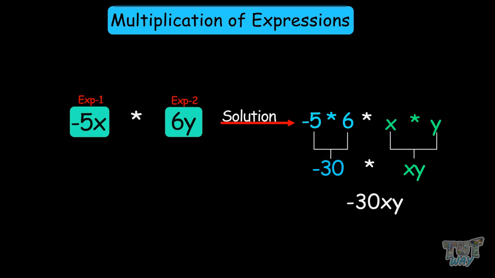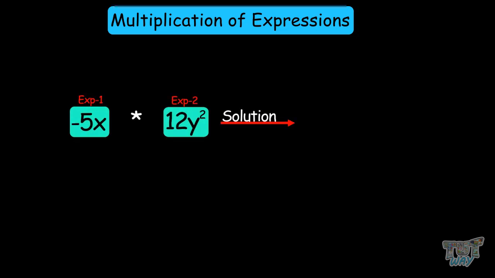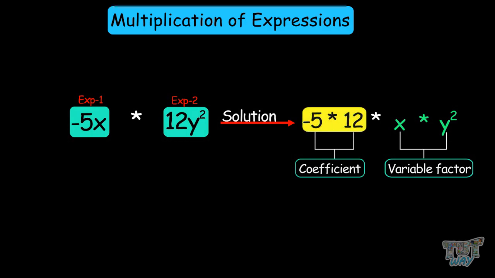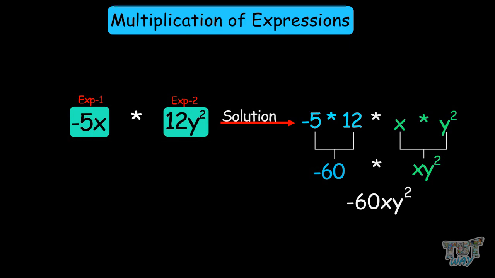Next question. Negative 5x times 12y squared. So we multiply coefficients, negative 5 times 12. Then we multiply variables, x times y squared. So negative 5 times 12 becomes negative 60. X times y squared is xy squared. So this becomes negative 60xy squared.